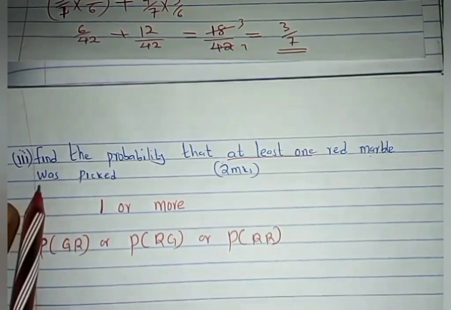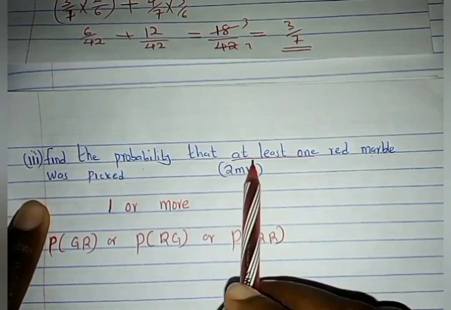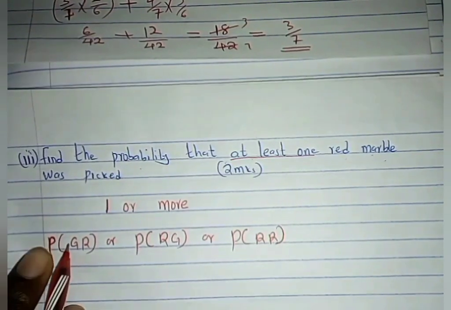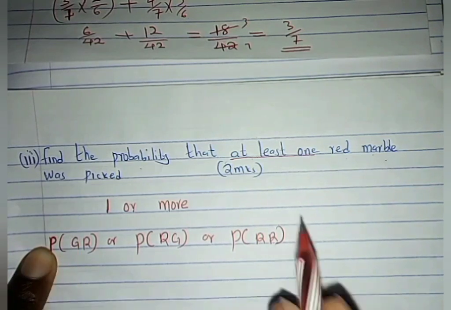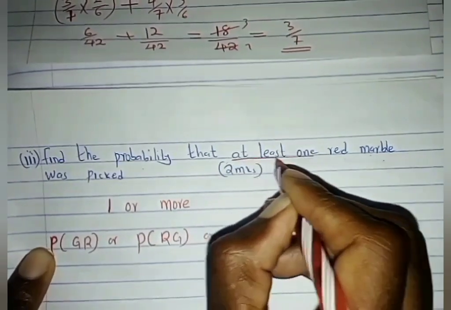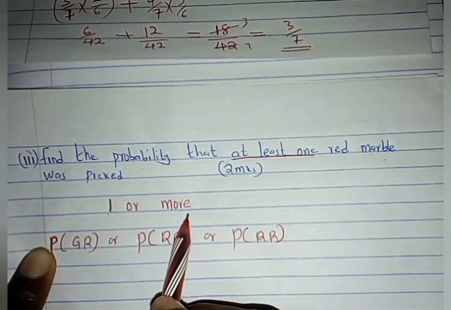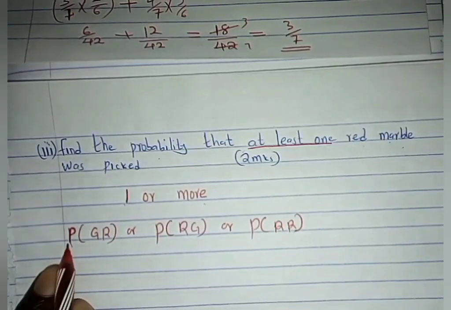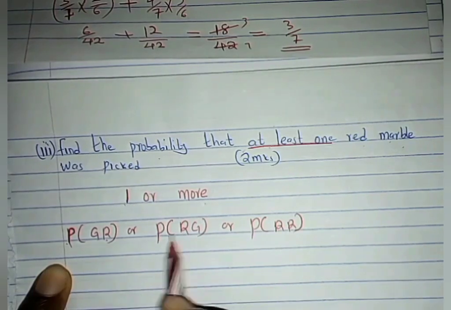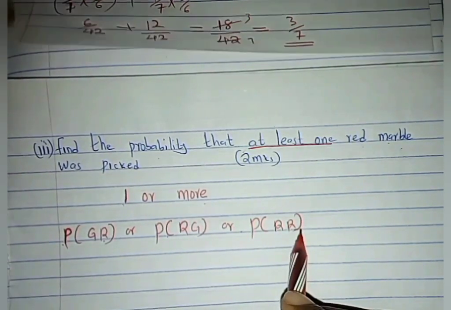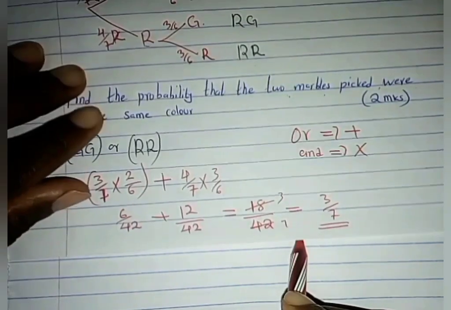Part 3. Find the probability that at least one red marble was picked. The key term here is "at least one." At least one means one or more. So in other words, we find the probability of picking a green then a red, or a red then a green, or the probability of picking a red. So we utilize the tree diagram that we have.